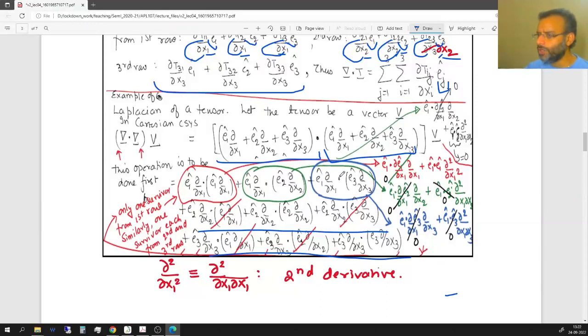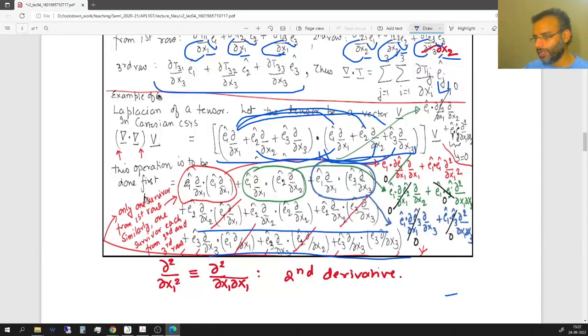you will get 9 potential terms, right? E1 del/del x1 acting on E1 del/del x1, E1 del/del x1 acting on E2 del/del x2, E1 del/del x1 acting on E3 del/del x3. That is the first row of terms here. Similarly, when E2 del/del x2 acts on the 3 terms coming from the second del operator, you will get another 3 terms, and finally another 3 terms when E3 del/del x3 gets its turn and gets a chance to act on the 3 terms coming from the second del operator. Right? So there are 9 terms in total.